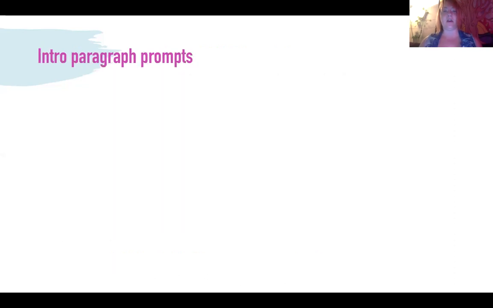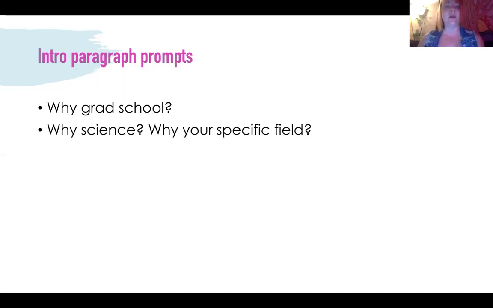For your intro paragraph, I have a couple prompts to help you start thinking about what you might want to do. The first one that I really love is just ask yourself, why grad school? Why are you in grad school, or why are you deciding to apply to grad school? And maybe this has to do with your career goals or something that motivated you to join it, but it's a really good reflection to think about why. Come up with a list of reasons and brainstorm.